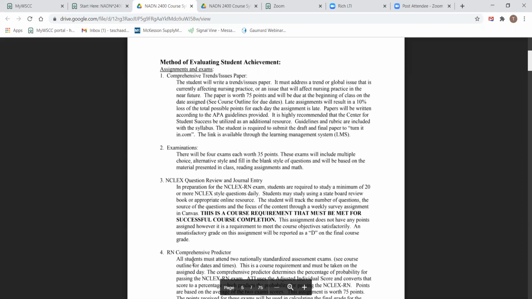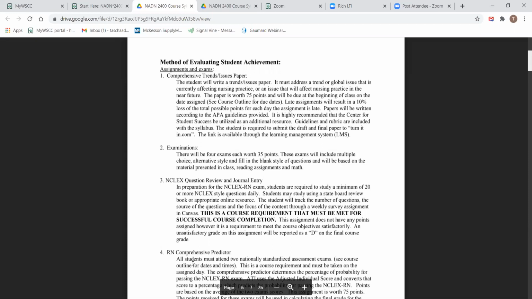The comprehensive predictor. All students have to attend 2 of the national standardized assessment exams. You're going to see the course outline for dates and times. This is a course requirement and must be completed on the day that it's assigned. The comprehensive predictor determines a percentage of probability for passing the NCLEX RN exam.